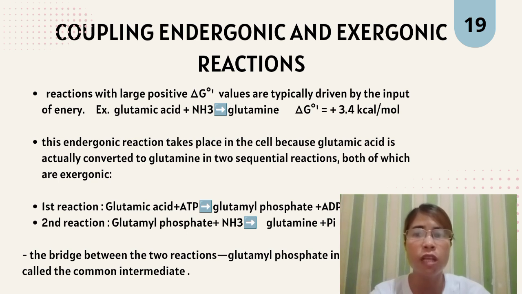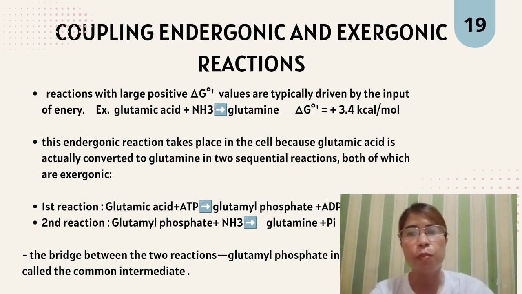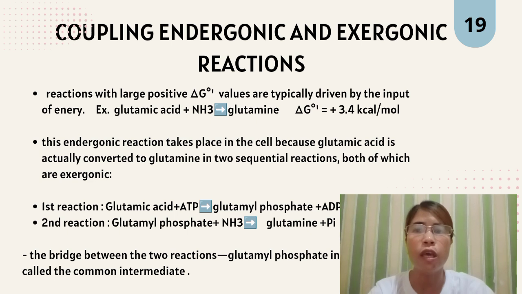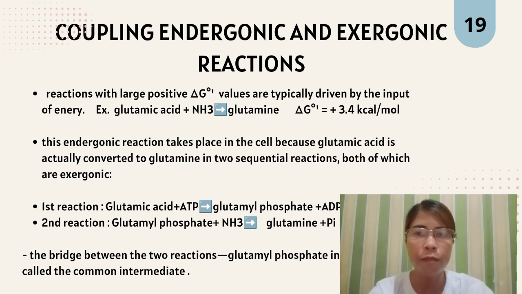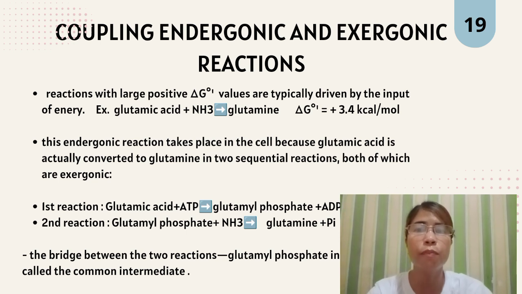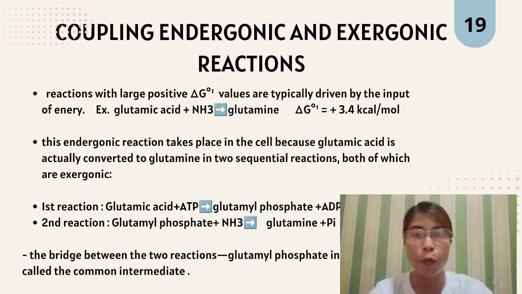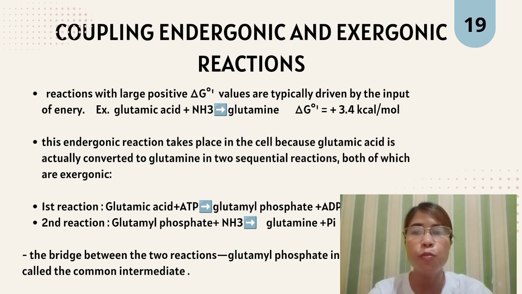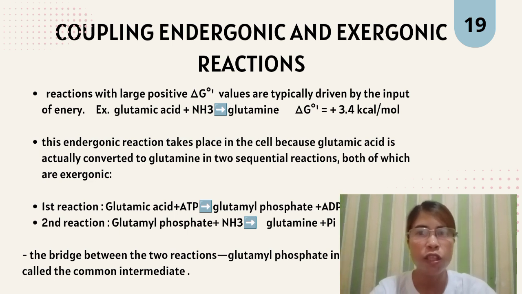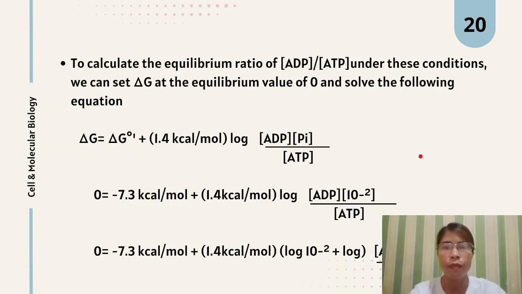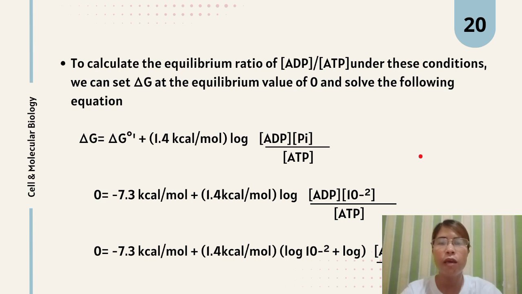So, yung first reaction natin, yung glutamic acid plus ATP to glutamyl phosphate plus adenosine diphosphate. Ang second reaction naman natin dito ay yung glutamyl phosphate plus NH3 to glutamine plus phosphate. So the bridge between these two reactions, glutamyl phosphate in this case, is called the common intermediate. Now, ito na po tayo.